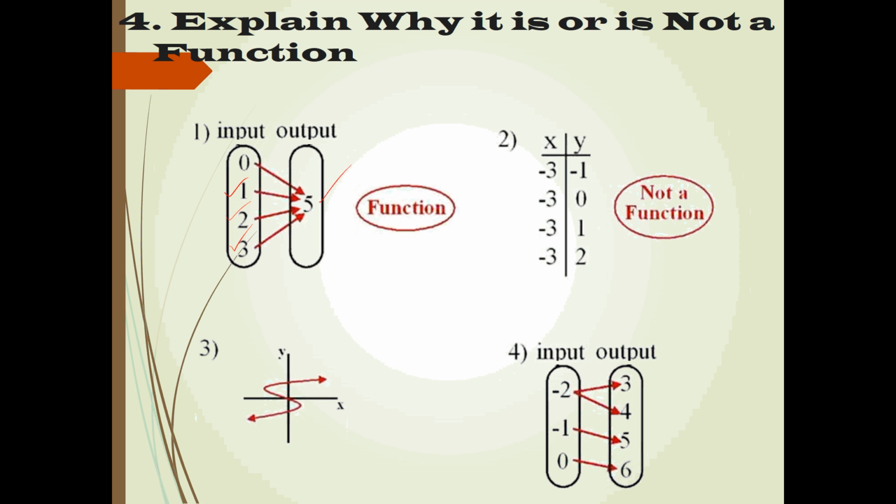For number 3, if I drop the vertical line down, I can see there is a place where that vertical line would intersect more than once, in fact, 3 times to that graph. So it's not passing the vertical line test, not a function.